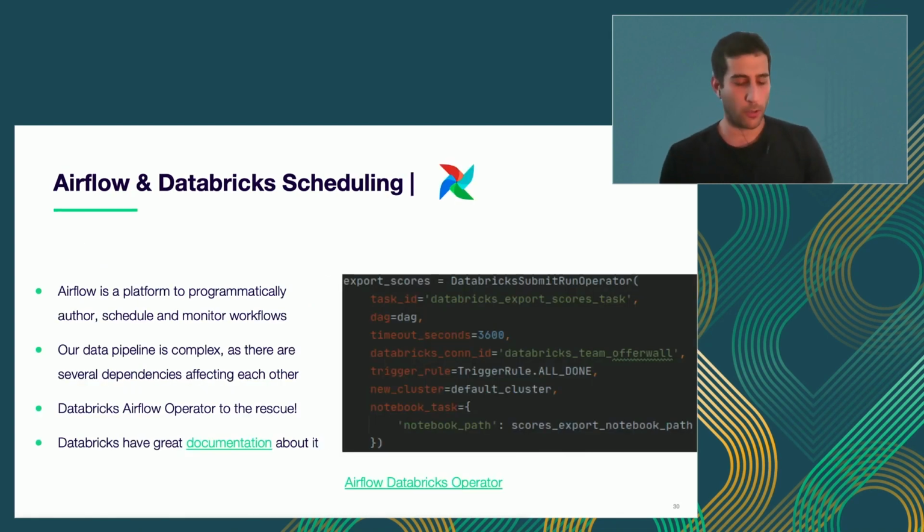Okay, so now we have a model for the click and for the conversion, and we need to orchestrate everything together. We chose Airflow, and this is taken from the documentation. Airflow is a platform to programmatically author, schedule, and monitor workflows. Our data pipeline is relatively complex, and we have several dependencies that are affecting each other. However, Databricks has an operator which is relatively easy to use.